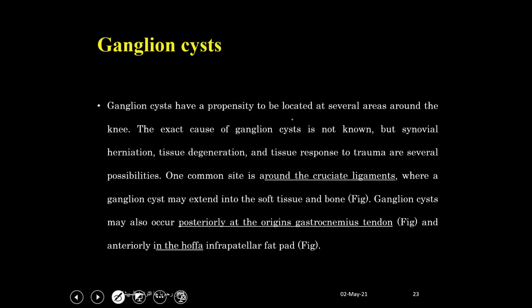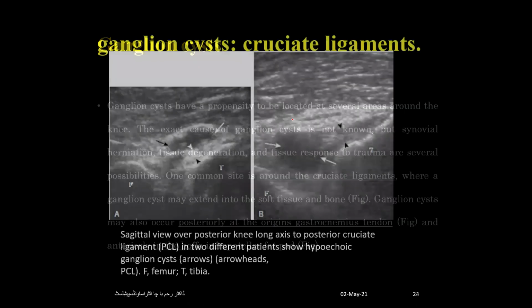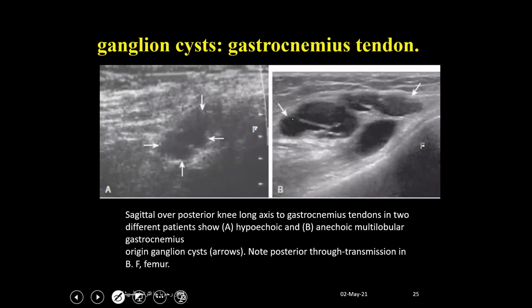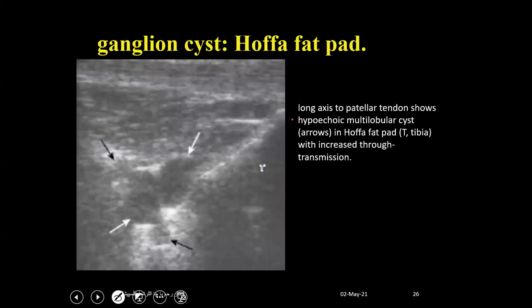Ganglion cyst. Ganglion cyst will be a multiloculated cyst, and that can appear in any part of the body, but especially in the knee joint it will be present around the posterior and anterior cruciate ligament, and near the nerves and the popliteal region. So here you can see this is a ganglion cyst near the gastrocnemius tendon. This is again a ganglion cyst, multiloculated, containing low-level echoes in the Hoffa's fat pad.